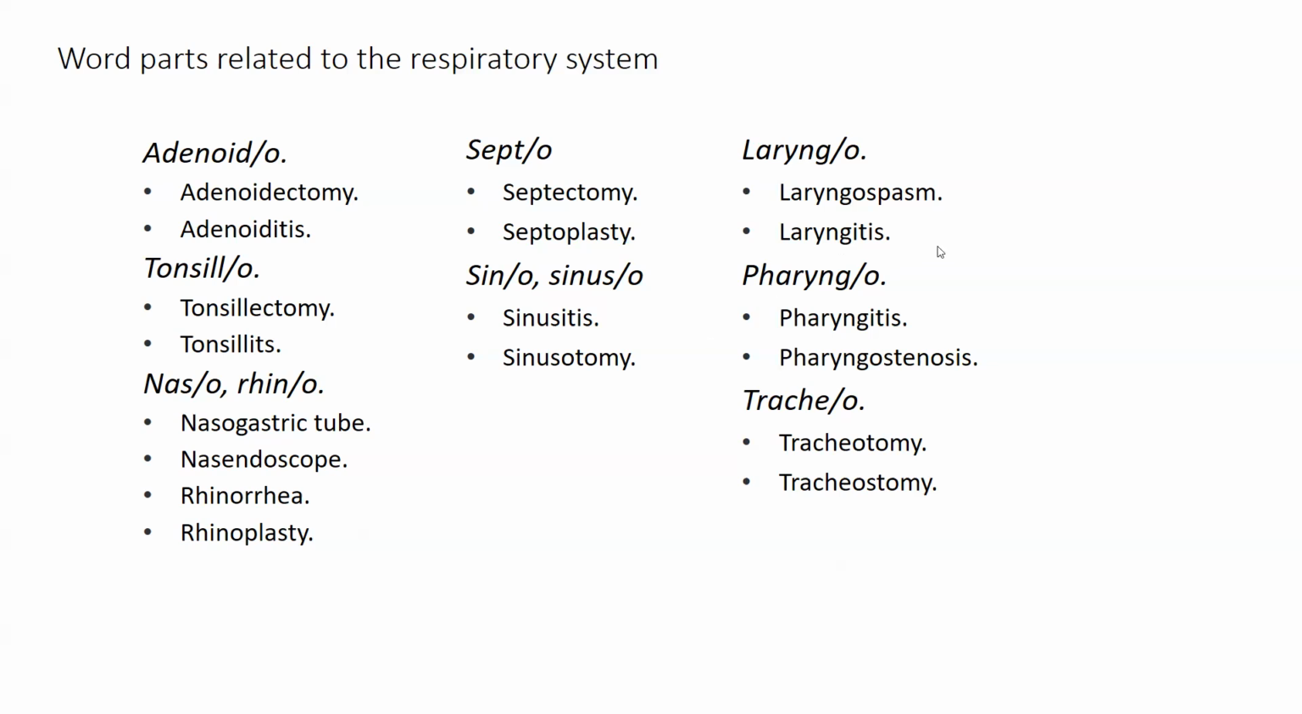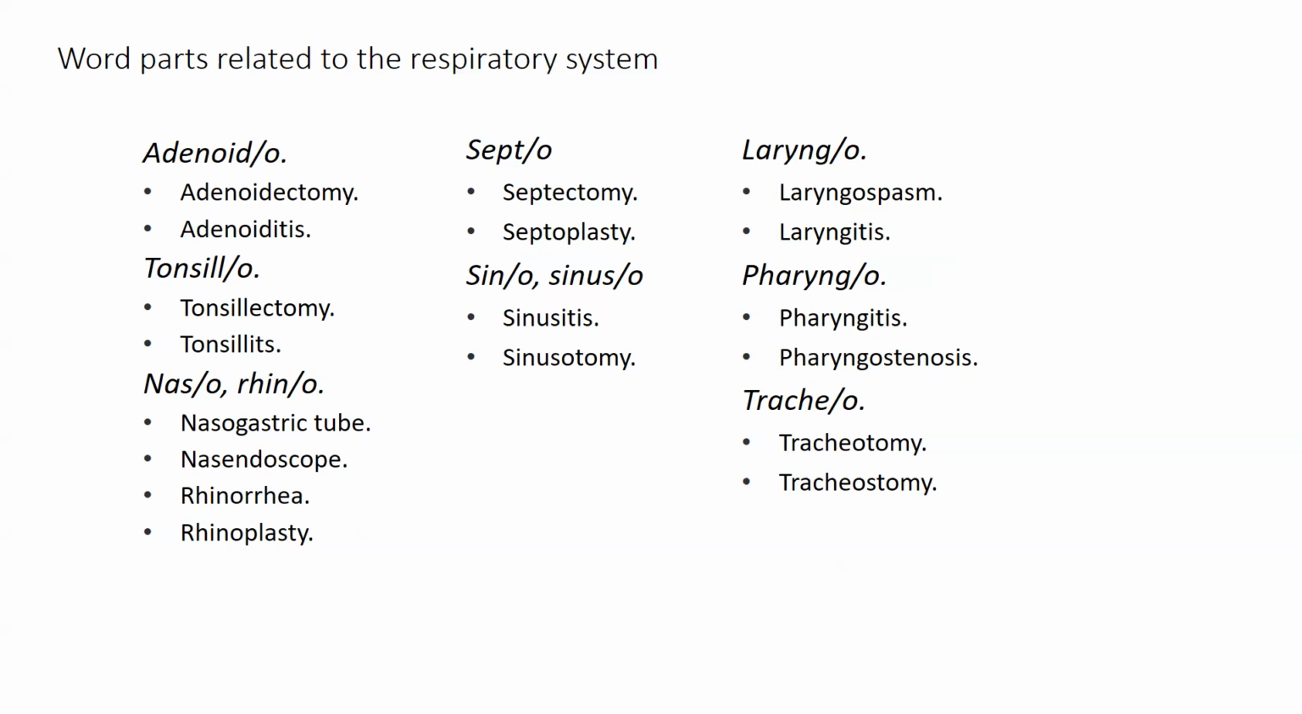Pharyngo refers to that passage for air and food that starts behind the nasal cavity, the nasopharynx, and drops down below that to the oropharynx behind the oral cavity, and then finally the laryngopharynx behind the larynx.